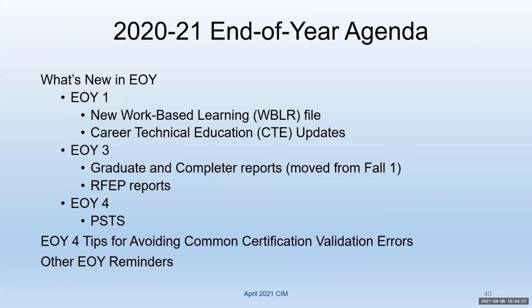Okay, so we're going to be talking about end of year. We have the new work-based learning file. We have some Career Tech Ed updates. In end of year 3, we moved some reports from Vol 1 over to EOY 3. And then, sorry, under EOY 4, we should have spelled that out for you. PSTS is the post-secondary status file. Just a reminder of what's in it. Brandi's going to spend some time going over some tips for avoiding common end of year 4 certification errors. She's got great insight, and so she'll be able to help you prepare in advance so you're not caught off guard. And then I have a few other EOY reminders for you.